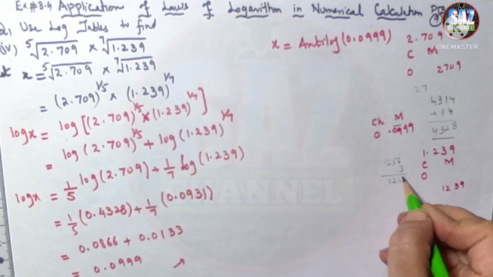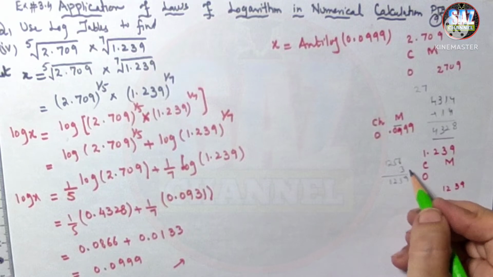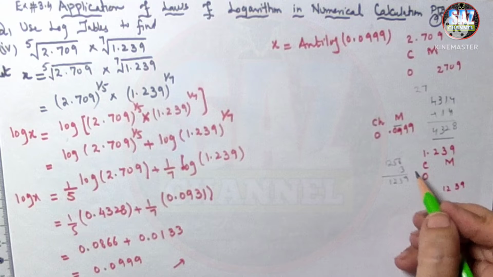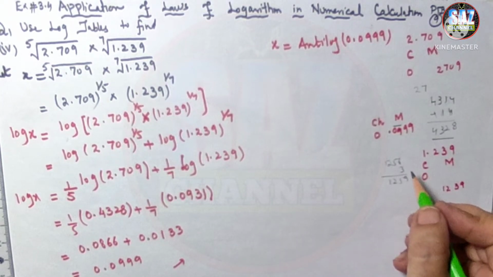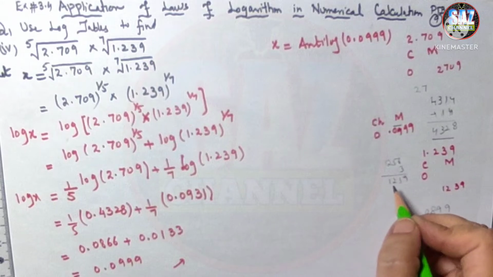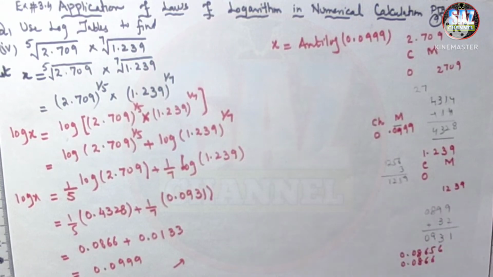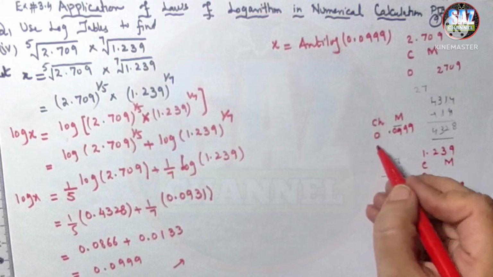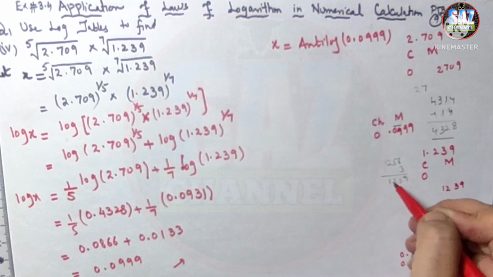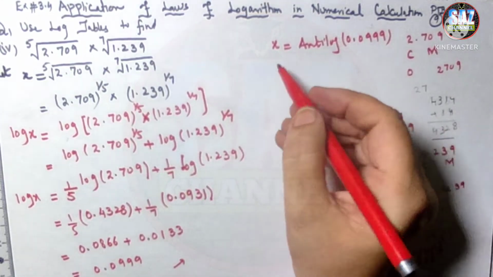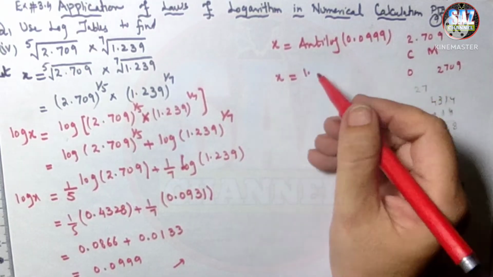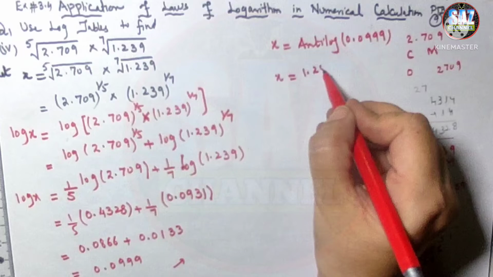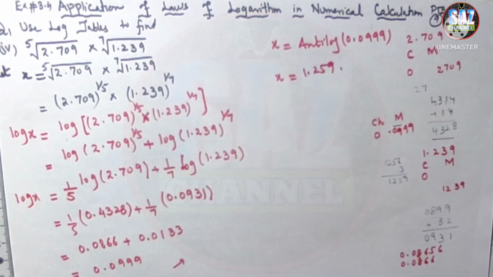Okay, so what is the role of the characteristic here? The characteristic will be telling us that after leaving how many digits from the left-hand side, we have to put the decimal. As the characteristic is 0, we have to add 1 to that, and that becomes 1. So the anti-log of this number will be 1.259. I hope you are clear about this question, and let's move to the next part.